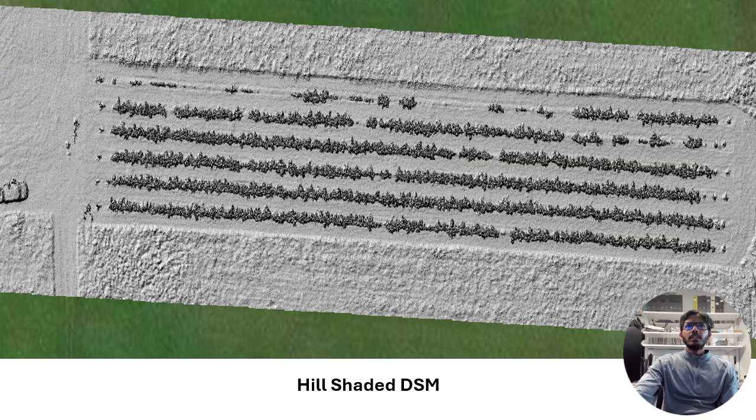Here is the hillshade visualization that enhances surface texture by simulating light and shadow. This makes subtle height differences more visible, especially along vine rows. You can clearly see the linear canopy structure and variations in density, which are harder to interpret in raw elevation data.